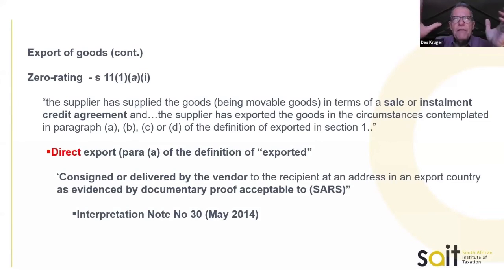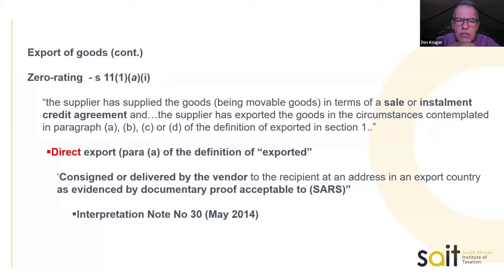So there's a general definition of what it is. The supply of exported goods: the supplier supplied the goods in terms of a sale or instalment agreement, and the supplier has exported the goods in circumstances contemplated in paragraphs A, B, C, D. We're only going to be dealing with A and D because those are the main ones that we deal with. The first one is what we call a direct export. That is where the goods are consigned or delivered by the vendor to the recipient at an address in the export country, as evidenced by documentary proof acceptable to SARS.